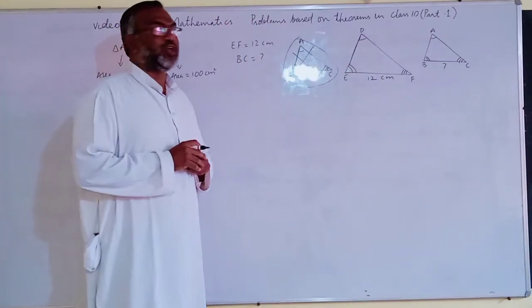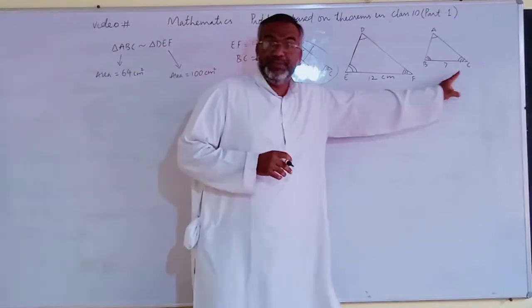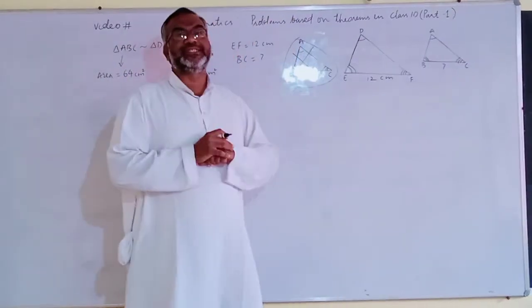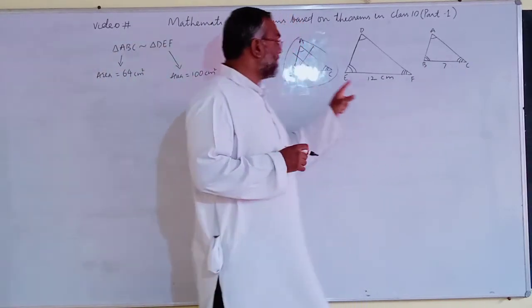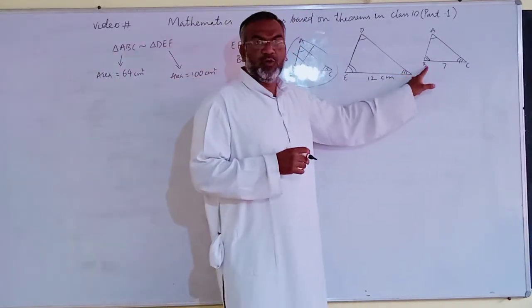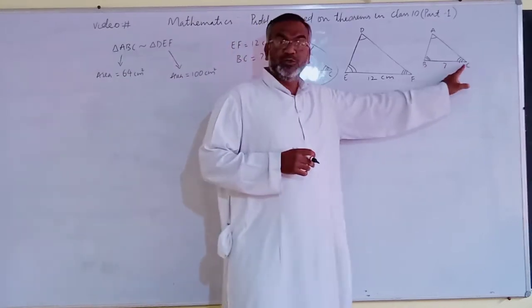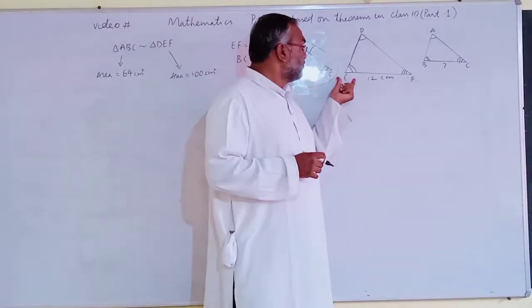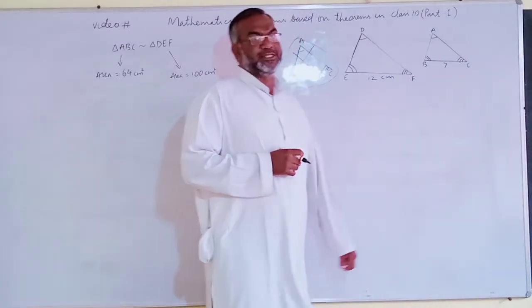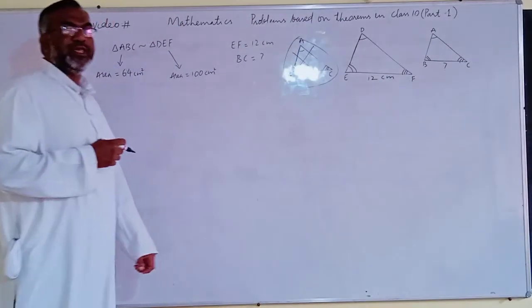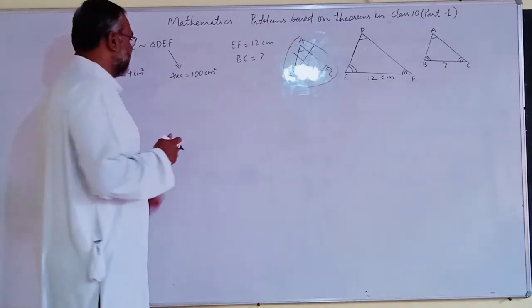If you observe carefully, EF and BC are corresponding sides. Why? Because angle E is equal to angle B, and angle F is equal to angle C. Angles are equal, so EF will correspond to BC. Now we can solve this using the areas of similar triangles theorem.